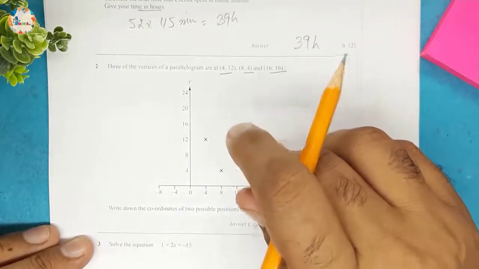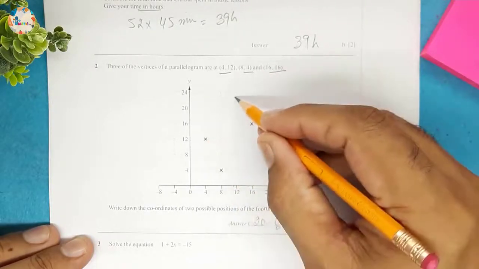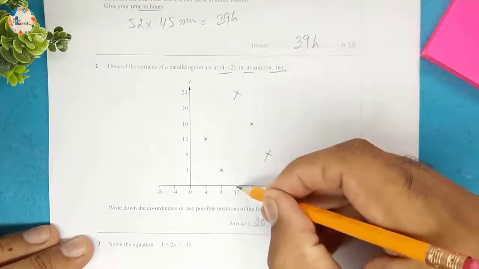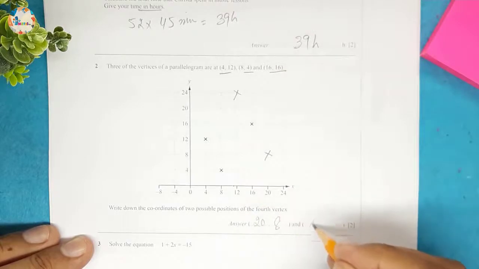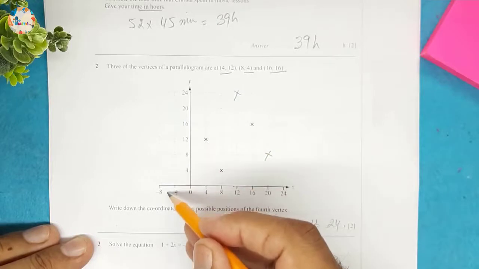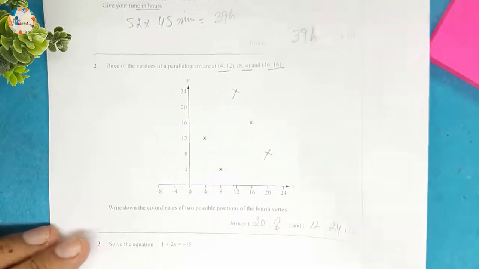And a second parallelogram can be from here, for example this one. So this can be the position which is (12, 24), so we can write here (12, 24). We can even find one more on this side also, but they are asking for only 2. So we have written these 2.